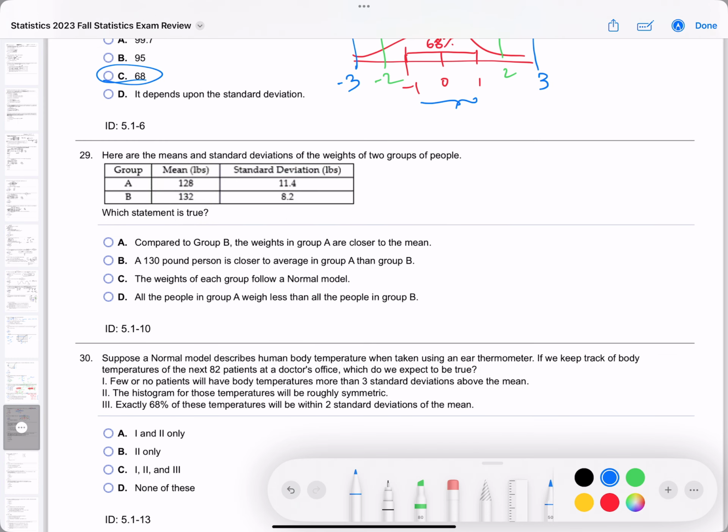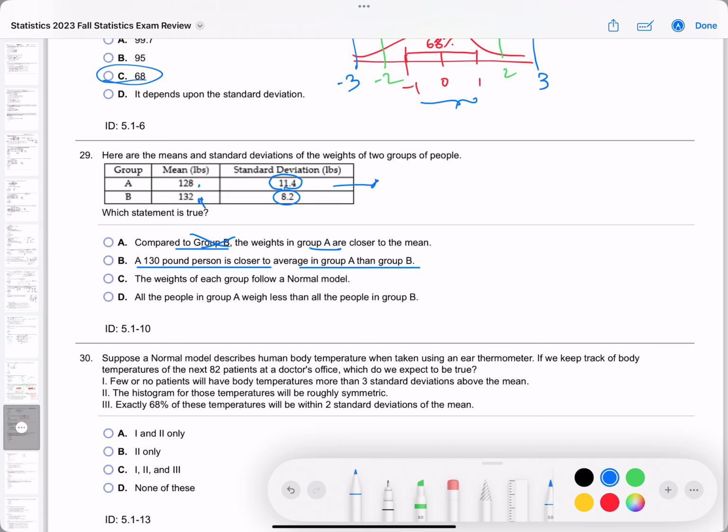Okay, 29, which statement's true? Compared to group B, the weights of group A are closer to the mean. No, because you can see the standard deviations are much further apart. That means the average point is 11.4 away from 128 in one group, and the average point is 8.2 away from 132 in the other. So that's not true. A 130-pound person is closer to the average in group A than group B.